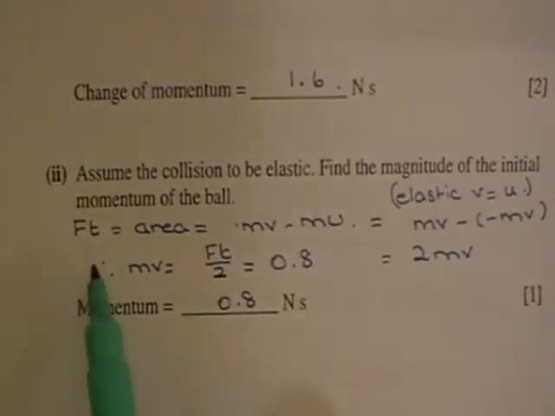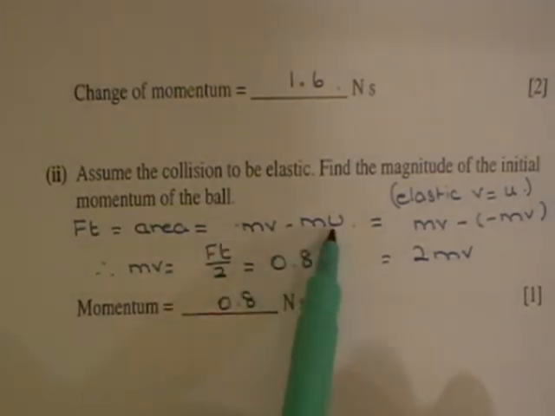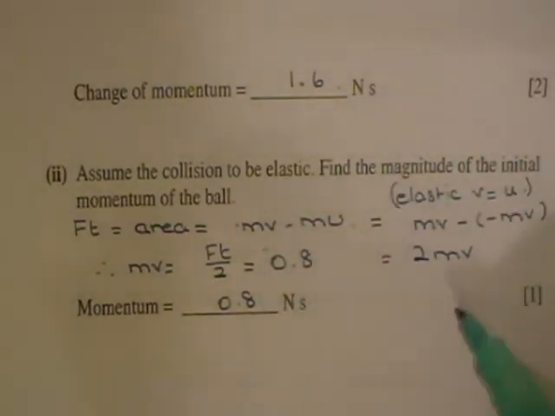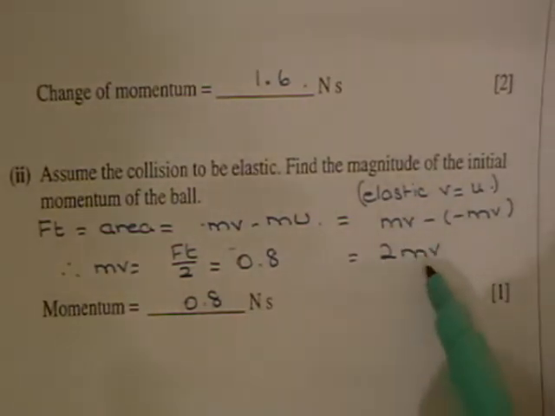So since our impulse is area under the graph, and that's given by the change of momentum, if u and v are both the same value, then we've got mv minus minus mv, and that means that the change in momentum is 2 times mv. And if 2 times mv equals 1.6 from our answer up here, then mv, which is the initial momentum, is 1.6 divided by 2, which is 0.8 newton seconds.